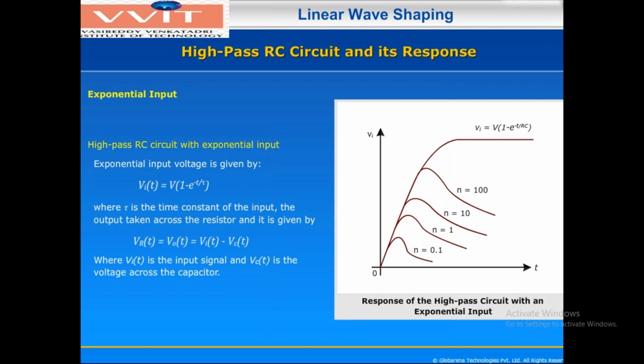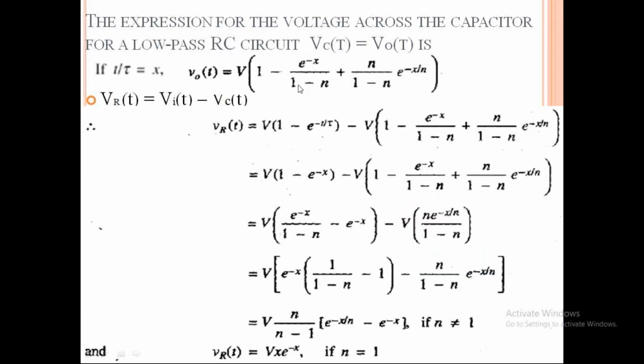Now the voltage across the resistor is nothing but the input voltage minus the drop across the capacitor. The drop across the capacitor waveform is already defined for the low pass circuit. That formula is V naught of t equal to capital V into 1 minus e power minus x by 1 minus n plus n by 1 minus n e power minus x. This equation will be derived in the low pass RC circuit, where the exponential input is applied. Now that is the voltage across the capacitor. Now input voltage minus drop across the capacitor equal to drop across the resistor. That is nothing but the output voltage. Simplified, that is the exponential input applied to the high pass RC circuit, for n not equal to 1 and n equal to 1 conditions.